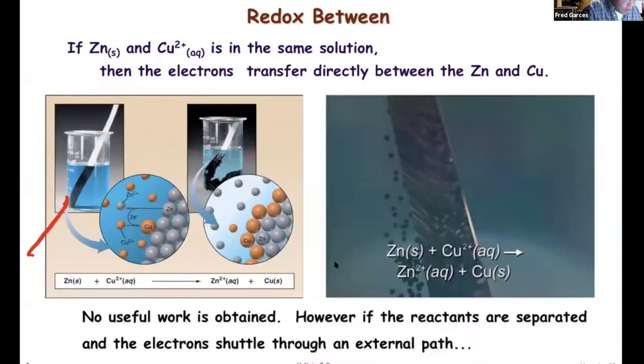So this is a movie that kind of shows that. I don't really have time to show that movie, but you can see it. It basically just shows you the electrochemistry reaction that takes place.